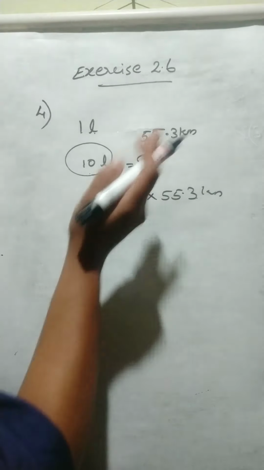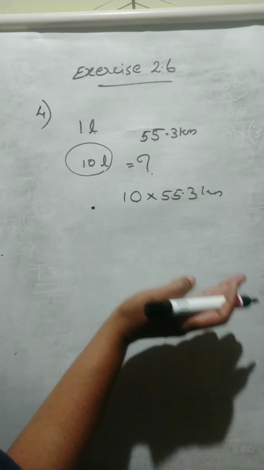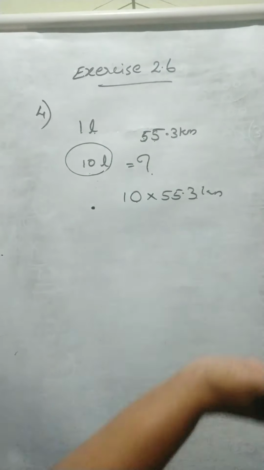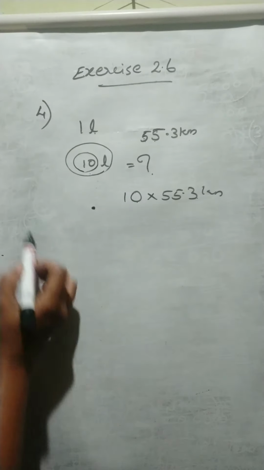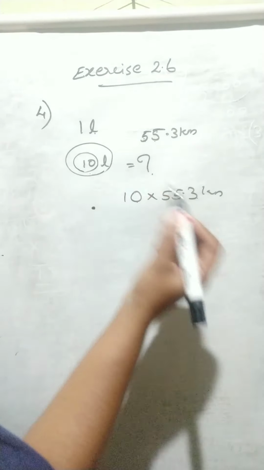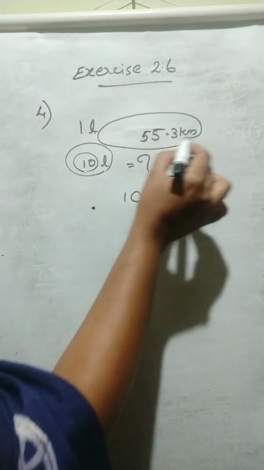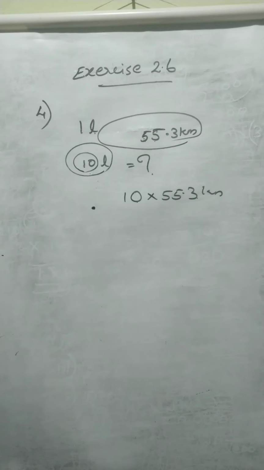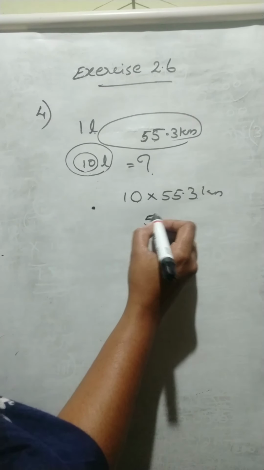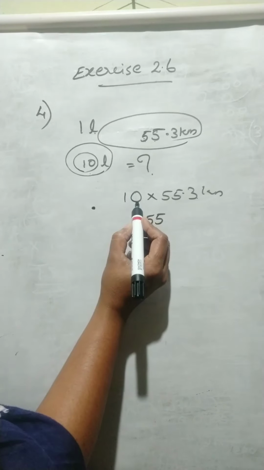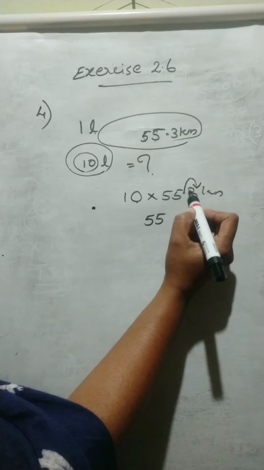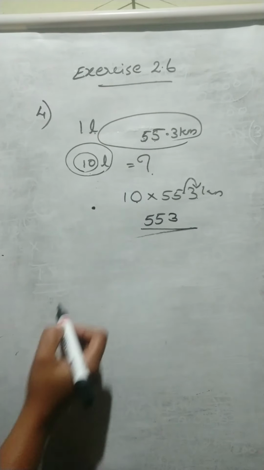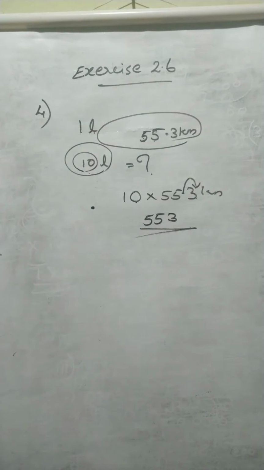By using 1 liter, 55.3. By using 2 liters, again 55.3. By using 3 liters, again one more 55.3. So here total 10 liters are there. So what can we do? We have to multiply 55.3 with 10. Multiplying by 10, we have to take this point and keep it after one digit. So 553 kilometers can be covered. Okay.